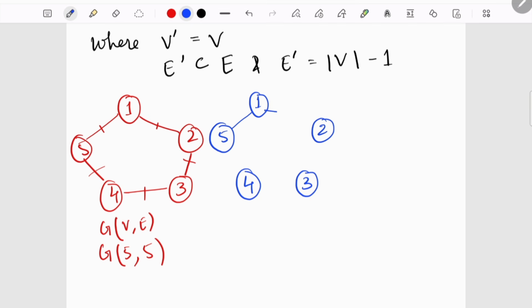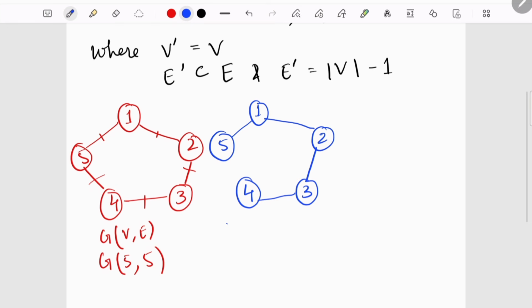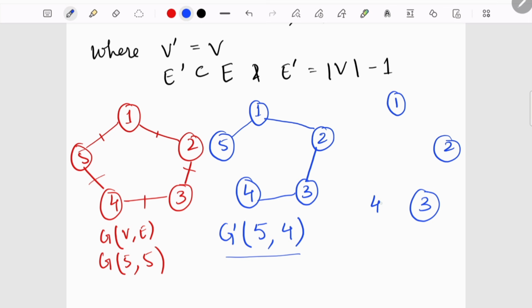So say this is my spanning tree. Can this be called a spanning tree? What does a spanning tree say? That the number of vertices will be equal. So if this is G', then the number of vertices, 5, is correct. But how many edges do we have now? We have 4 edges. So if this is G', then this is a spanning tree of G. Now the question arises, can we have more such spanning trees? Yes, definitely we can.